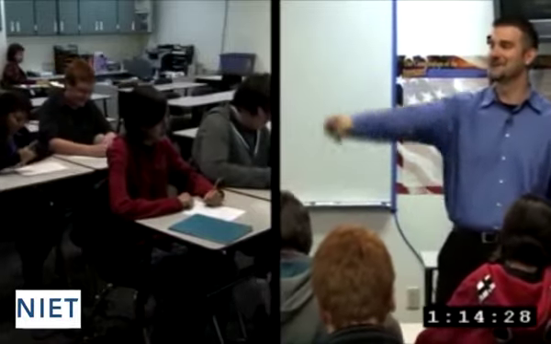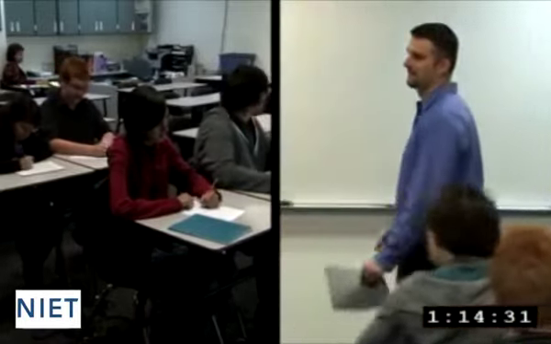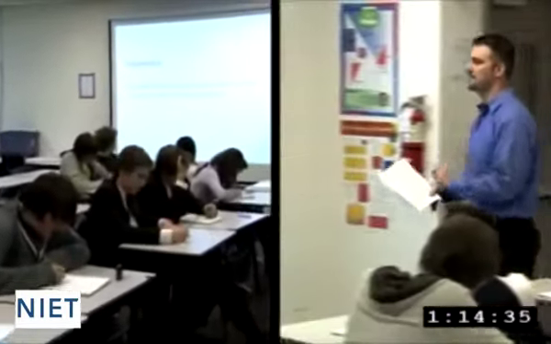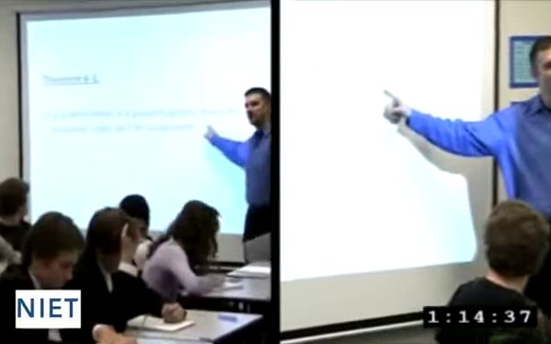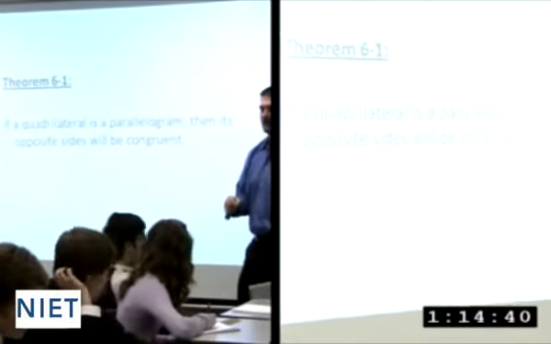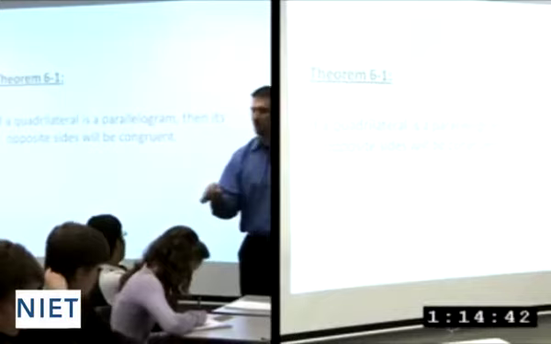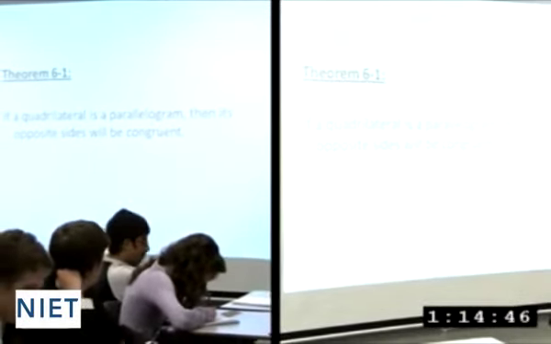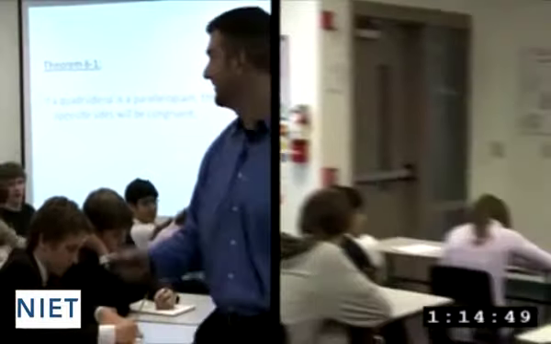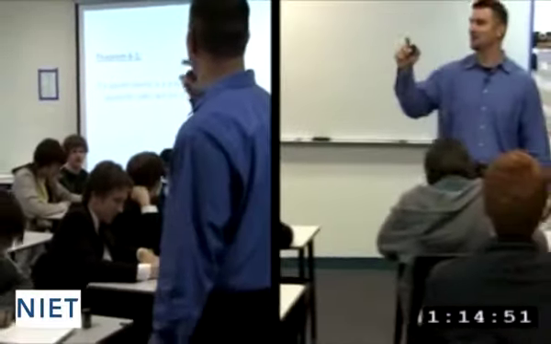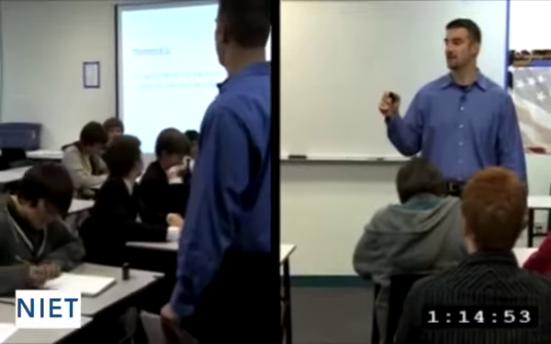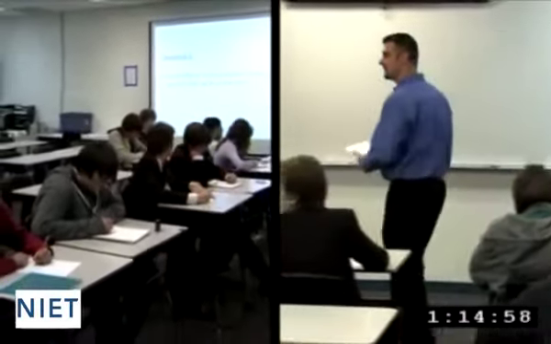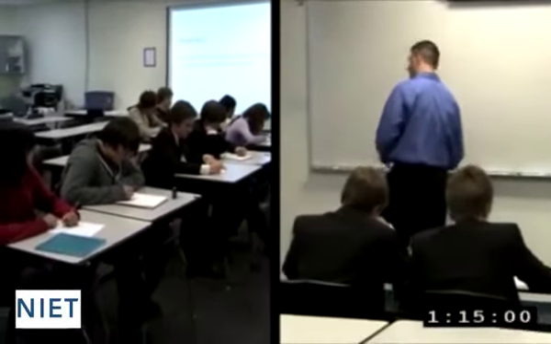Look at that. Theorem 6-1, and check this out. Boom. It says, if a quadrilateral is a parallelogram, then its opposite sides will be congruent. You guys looked at your own parallelograms and figured that out. How do you feel about that? Excellent. I feel good for you. Okay. Think about that. If a quadrilateral is a parallelogram, then its opposite sides will be congruent.